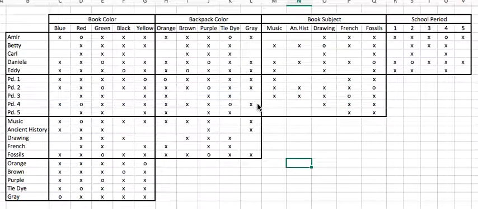Now, looking for further places we can get information, I see that in this particular row here, I have everything but this spot. So this has to be an O, and then I can put an X here. And what that tells me is that tie-dye, period 4, and music. So I can put an O here, and X is here. And I already know that tie-dye is a mirror, so that can go an O here, and X is in the rest of that row.